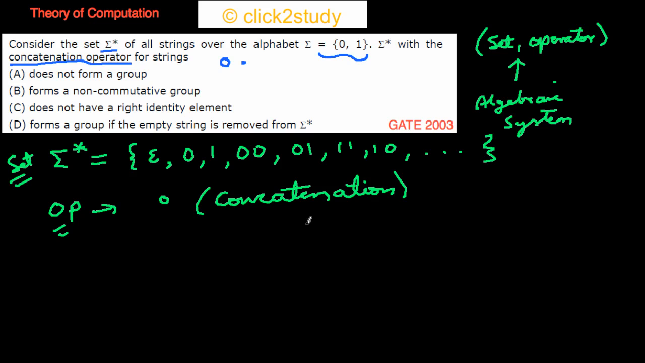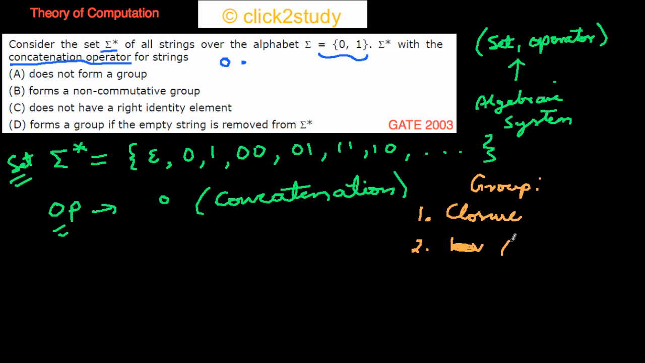For this algebraic system you have to tell whether this is a group or not. And how do you know whether something is a group? What are the characteristics of a group? An algebraic system is a group if it satisfies 4 properties. The first property is closure. Closure means whenever you apply this operator to elements of this set, the result should always belong to the same set. If I concatenate 0 with 1, I get 01, so I'm in the same set. That's closure.